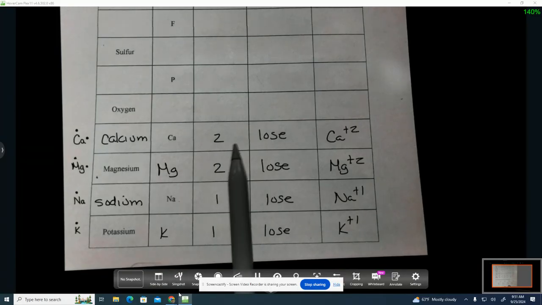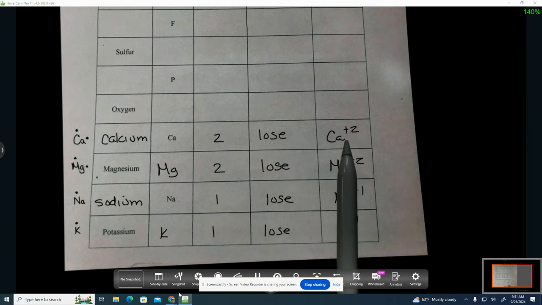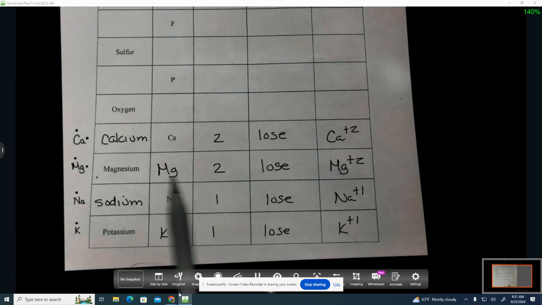All right, calcium should be losing electrons and becoming calcium plus 2. Magnesium should be losing them, becoming magnesium plus 2. Sodium should be losing 1, becoming sodium plus 1. And potassium should be losing and becoming potassium plus 1.